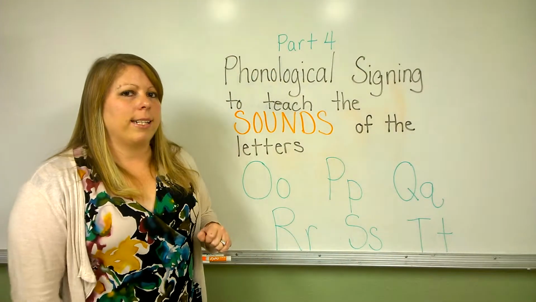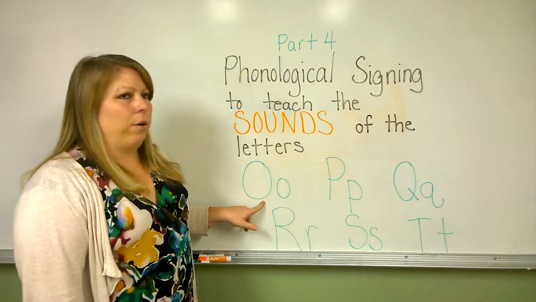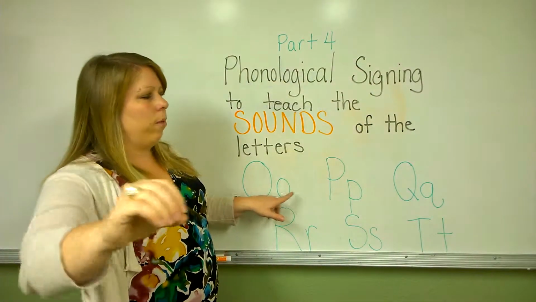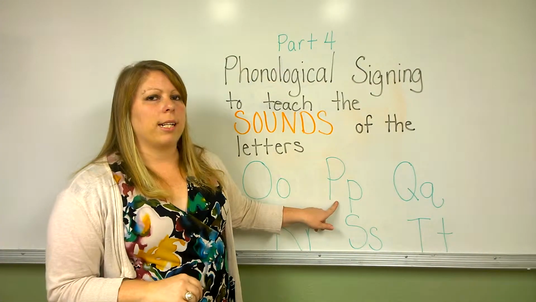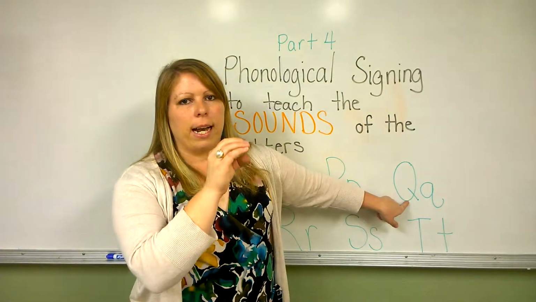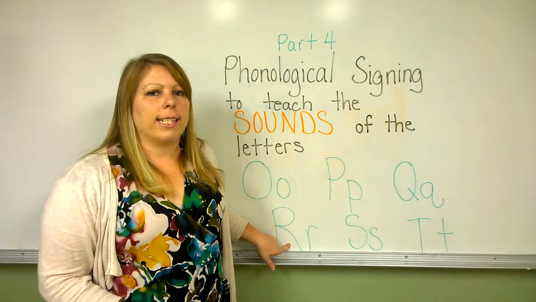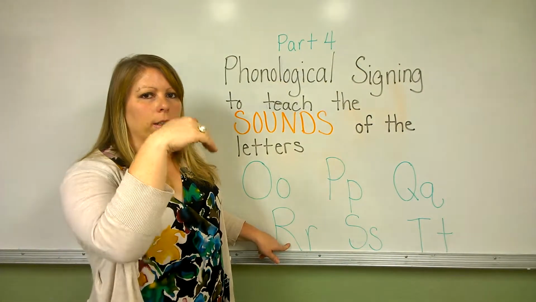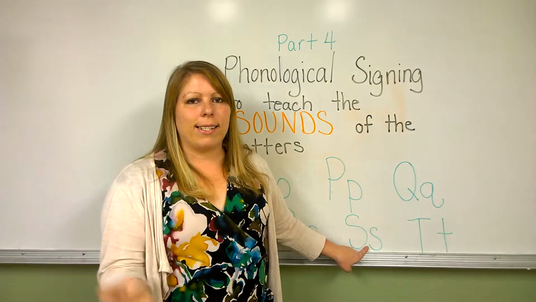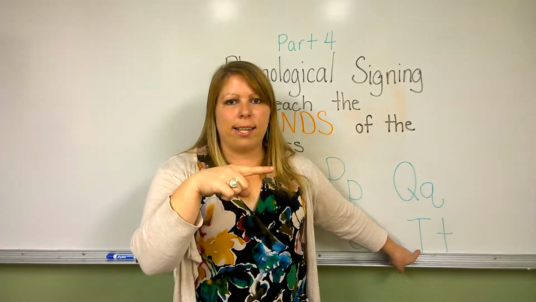I'll quickly review the signs and sounds that we've learned in this part. We have the letter O, which has the sound ah and the sound O. The letter P, which has the sound p. The letter Q and the sound and sign qu. The letter R and the sound and sign r. The letter S and the sound and sign s. The letter T and the sound and sign t.